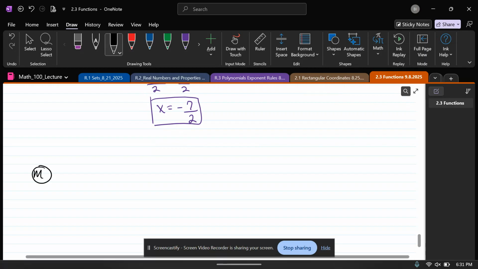Example M. This section definitely has more examples than the other two. Promise. This is the longest section of the night. So g of x is equal to the square root of 6 minus 3x and then a minus 15 on the outside.